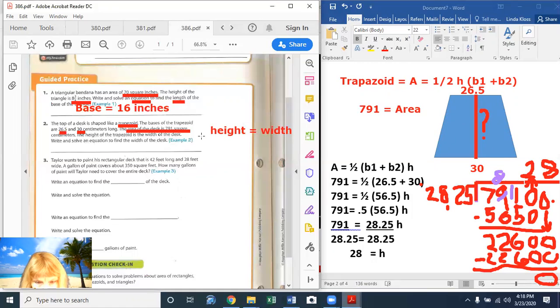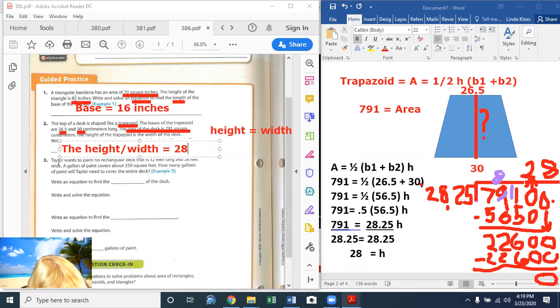We were trying to find the height or the width. And we did. H is our height. So the answer is the height slash width equals 28. And we got to look what it used. It used centimeters. So 28 centimeters. Phew, that was a big one, wasn't it? Thank you for sticking with me on that problem.